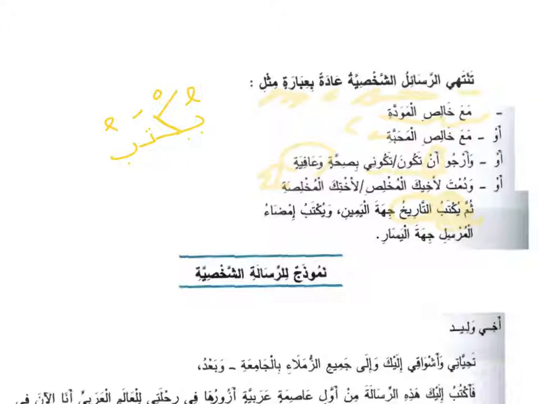Thumma yuktabu tarikh, then the date is written. Jihat al-yameen, in the direction of the right. Wa yuktabu imda'u al-mursili jihat al-yasar. And then the imda', I think here meaning the signature, is written. The signature of the sender, al-mursil, is written. Jihat al-yasar, on the left side, or the direction of the left.